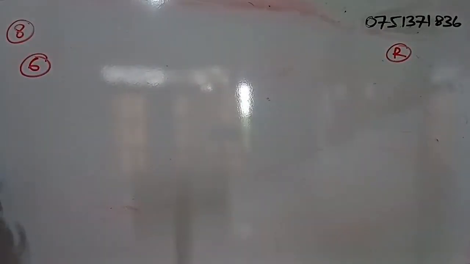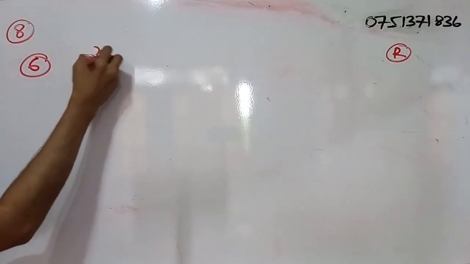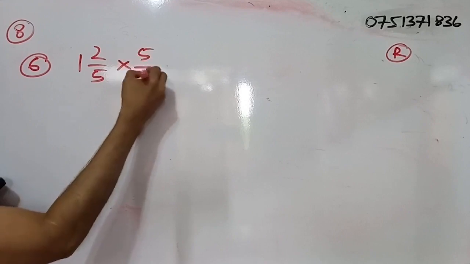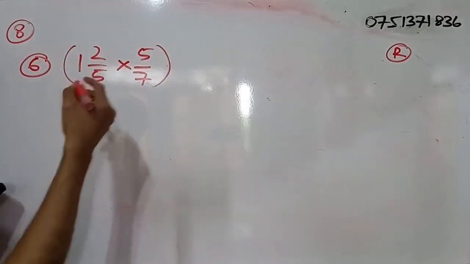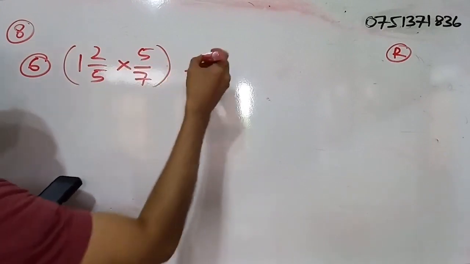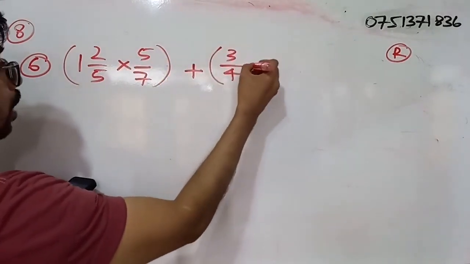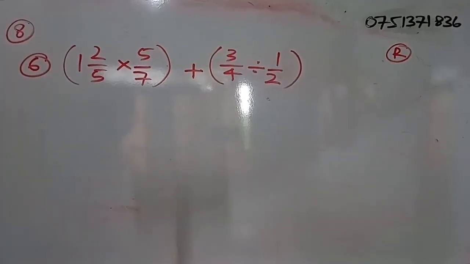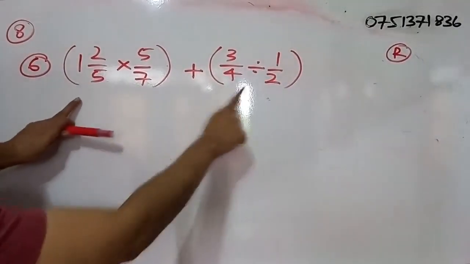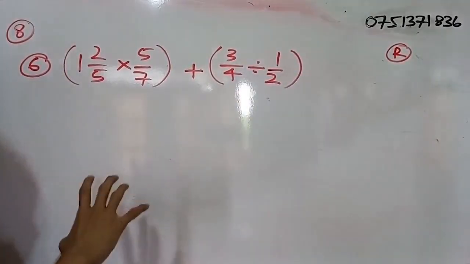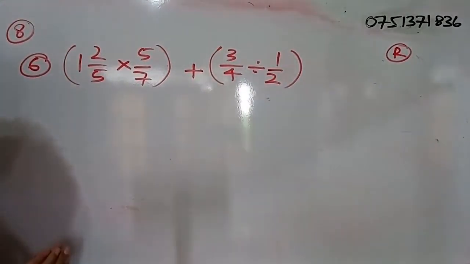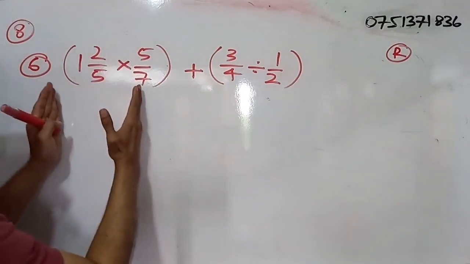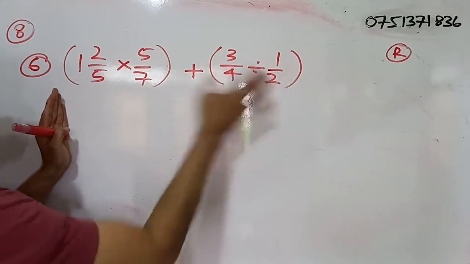Right, part 6. So there we have what? 1 and 2 by 5. We have to multiply that by 5 by 7. So that is in brackets. So the whole thing we need to add to 3 by 4 divided by 1 half. So now we have to do the simplification. Right. So these are two brackets now. So using the BODMAS theory, simultaneously we can do the simplification. But we will do it one by one. First of all, we will simplify this bracket. Then we will go to this bracket.